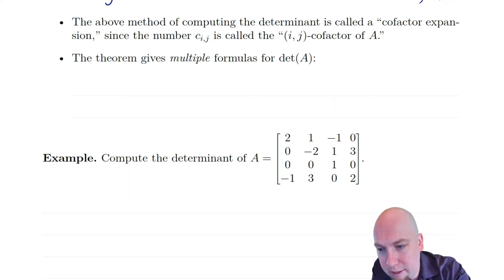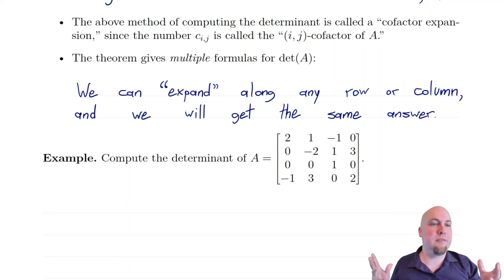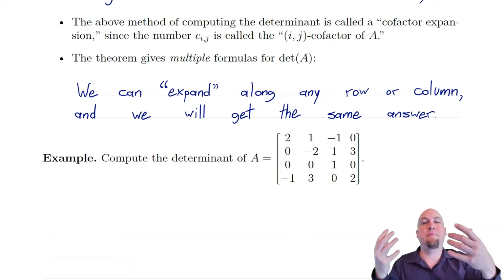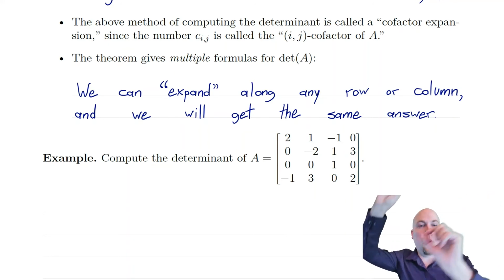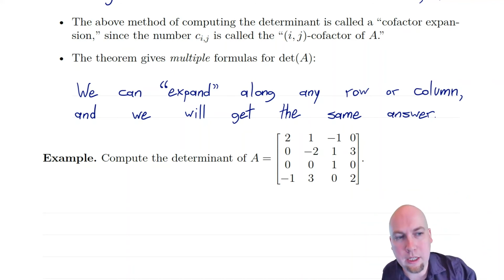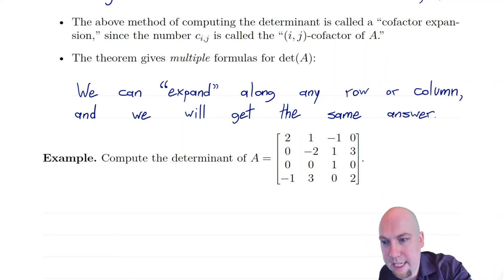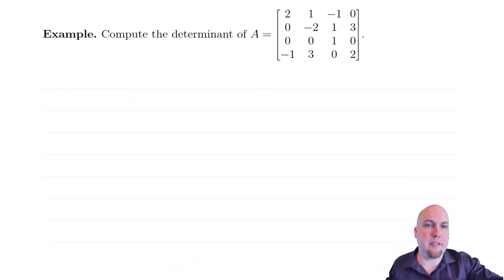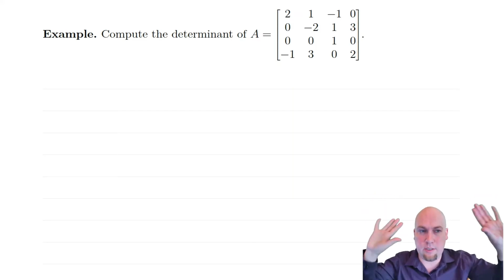Like I already said, this theorem gives multiple formulas for the determinant of A. So you can compute the determinant in multiple different ways. You can do what we call a cofactor expansion along any row or any column of the matrix. All right, so that's enough of that. Let's do an example here. Let's compute the determinant of this 4 by 4 matrix using cofactor expansions.